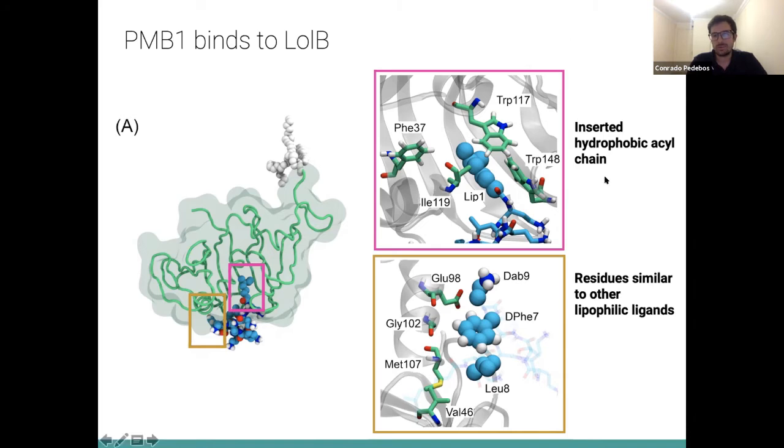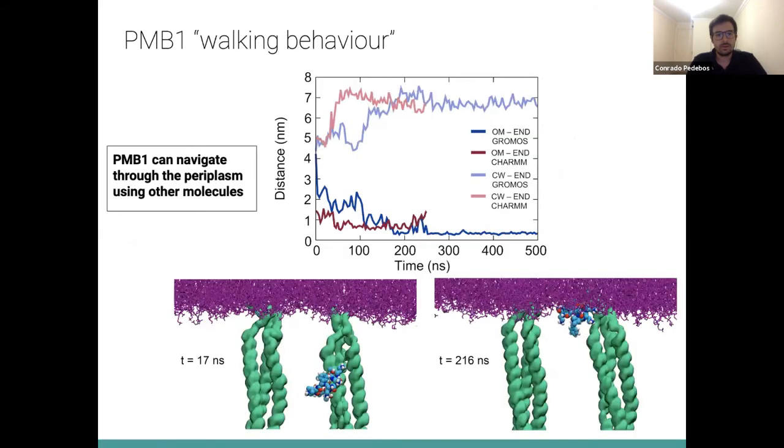So in this case, we saw PMB1 inserting its hydrophobic acyl chain inside the hydrophobic cavity of LolB, and the residues from polymyxins that interacted with the residues of LolB were similar to other lipophilic ligands, which was quite interesting. We also saw this behavior, which we call the walking behavior, where polymyxins were interacting with Braun's lipoprotein, and it could use Braun's lipoprotein as a ladder somehow.